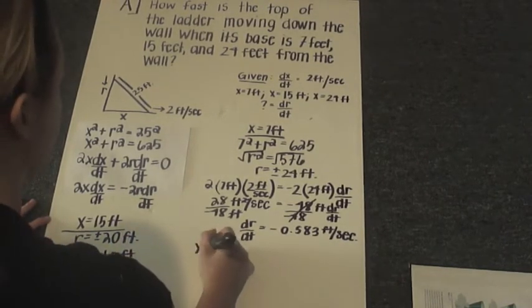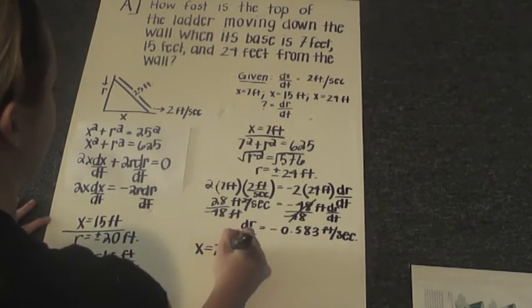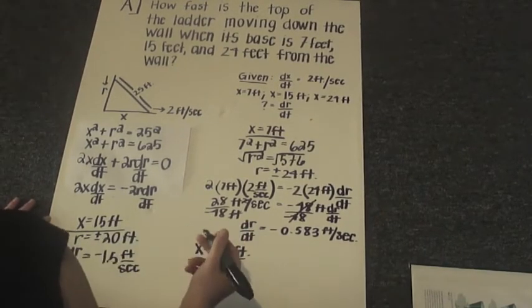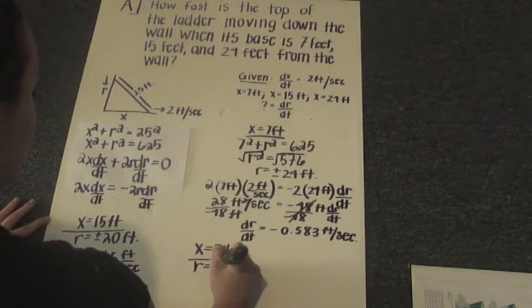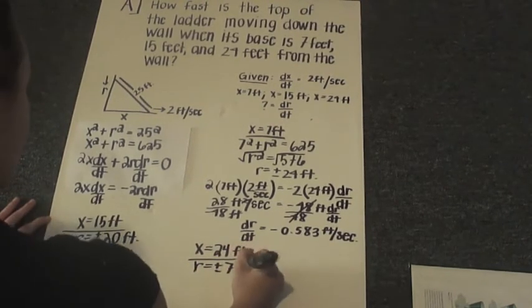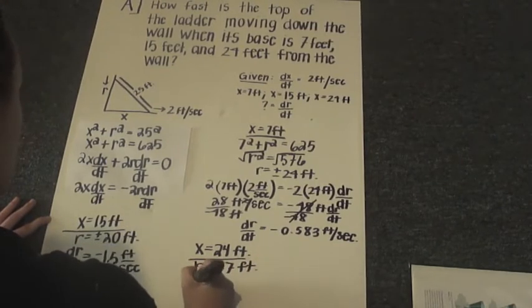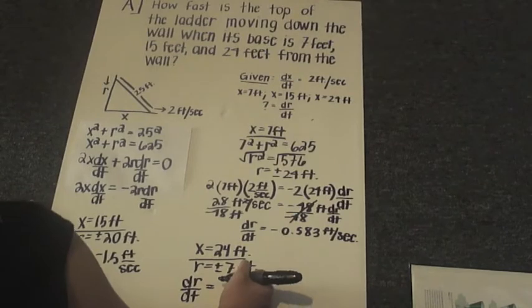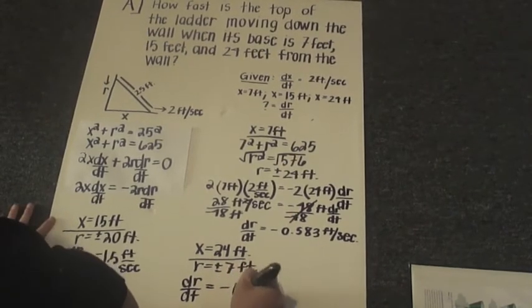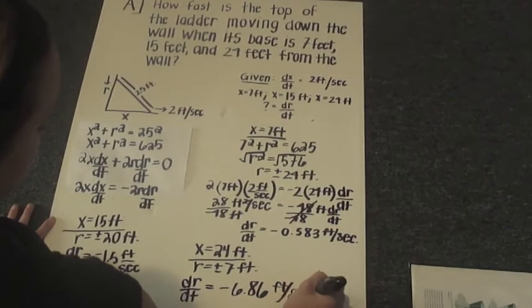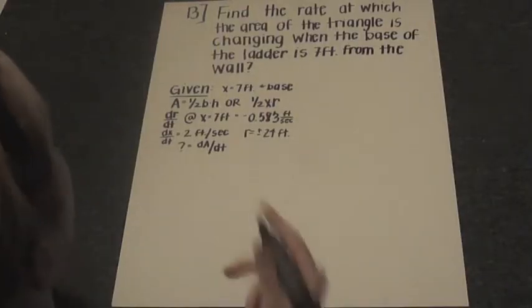And the same setup for 24 feet. Your r value ends up being plus or minus 7 feet. And our dr/dt ends up being negative 6.86 feet per second. So now we're going to move on to part B.